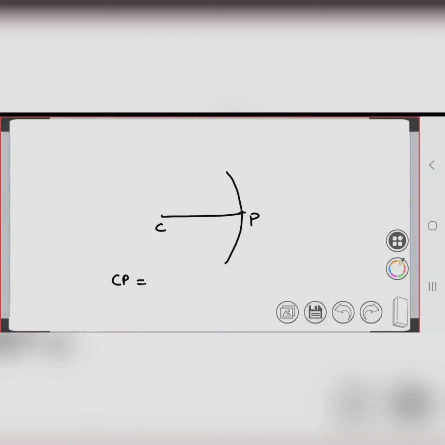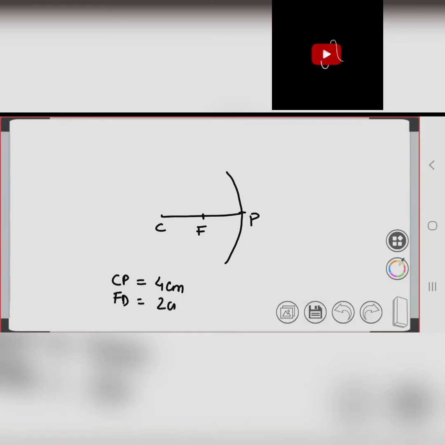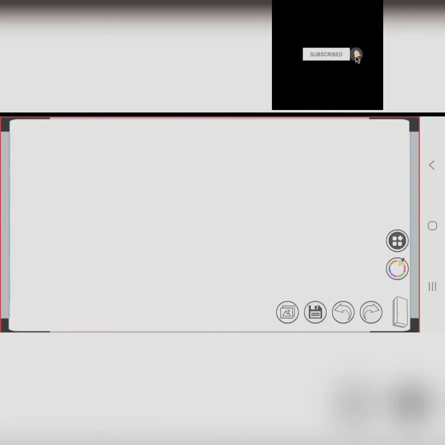Measure CP. Suppose this CP comes out to be 4 centimeter. Then F should be marked exactly at 2 centimeter. That would be your focus. So we have marked all the main markings: center of curvature, focus, pole. And this is my principal axis. Now is it clear? Yes, ma'am. Okay. So we'll start drawing the ray diagrams in the next class.